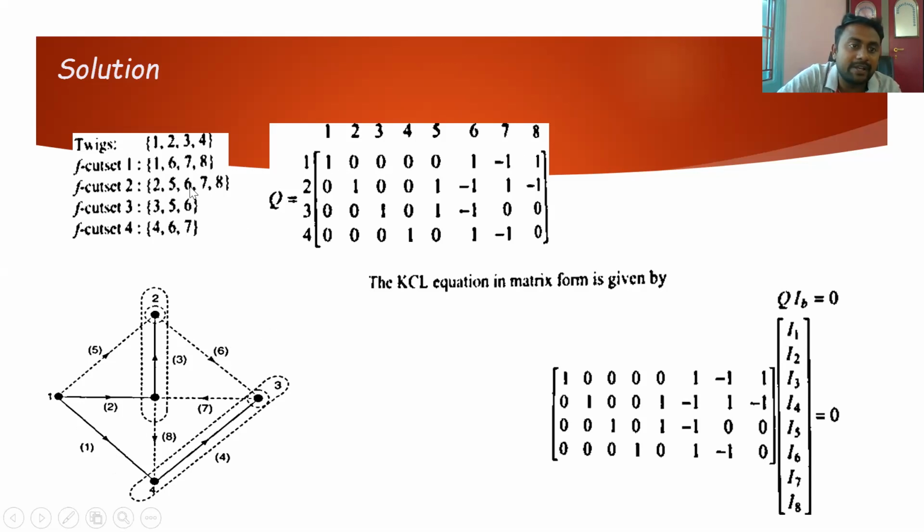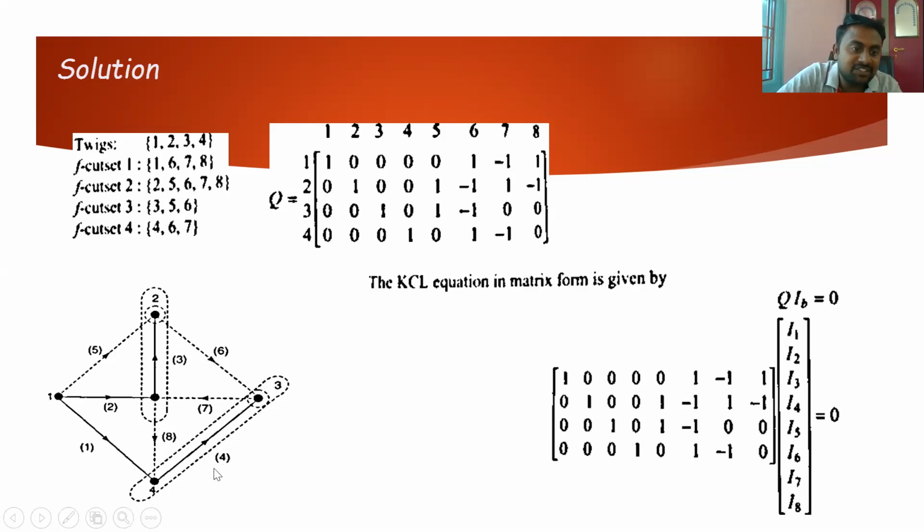The second cut set is 2, 5, 6, 7, 8. This is an open loop only. So if I consider 2, 5, 6, 7, 8: 2 is same, 5 is same, 6 is opposing, 7 is same, 8 is opposing. For the third cut set, 3, 5, 6.